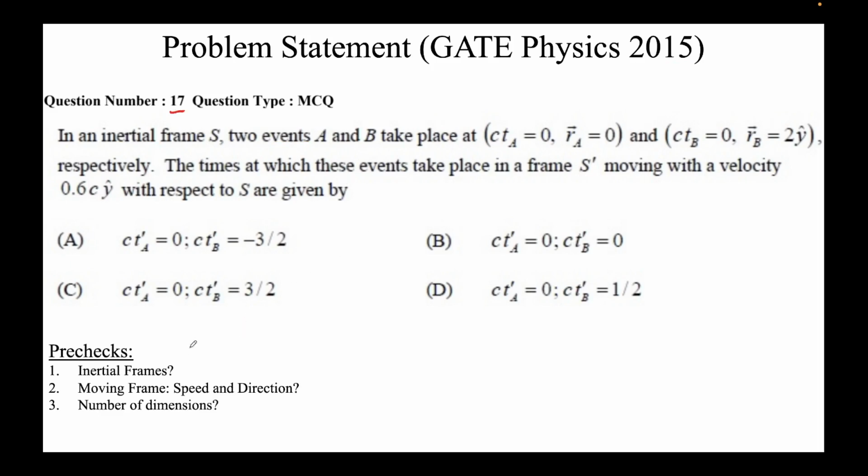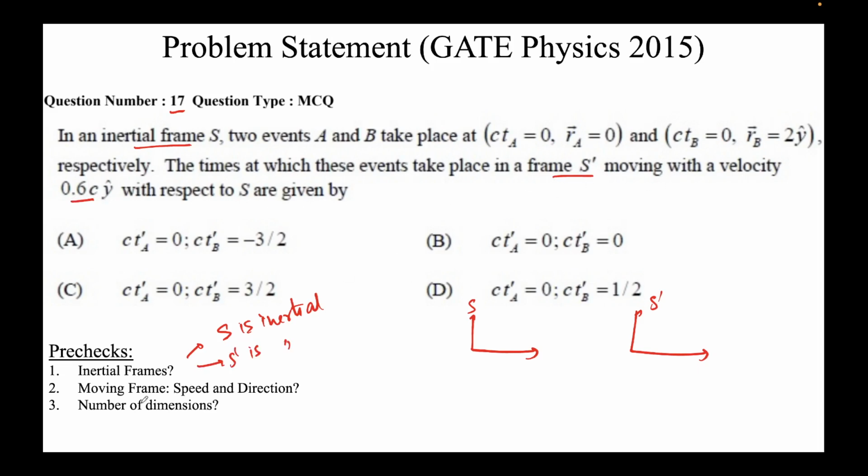We'll check whether the frames are inertial or not. So we are given some frame S and another frame S prime. We know S is inertial. The question says S is inertial, so that's good. What about S prime? There's another frame S prime moving with velocity. Note the velocity is constant. So this means S prime is also inertial, because it's moving at a constant velocity.